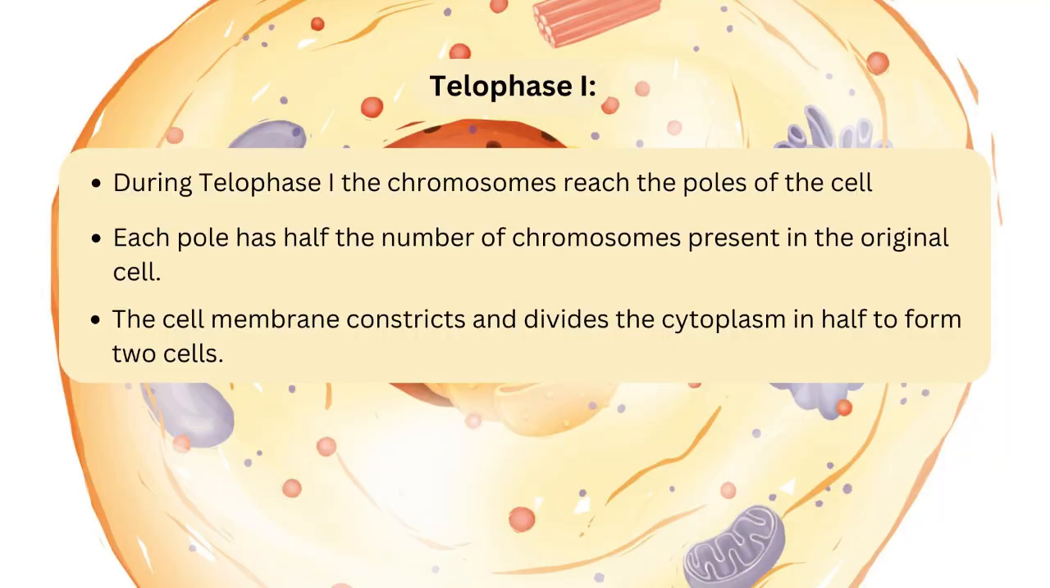Telophase I. During telophase I the chromosomes reach the poles of the cell. Each pole has half the number of chromosomes present in the original cell. The cell membrane constricts and divides the cytoplasm in half to form two cells.